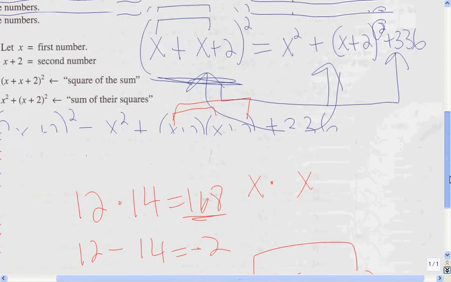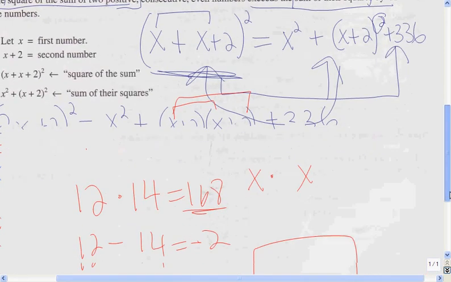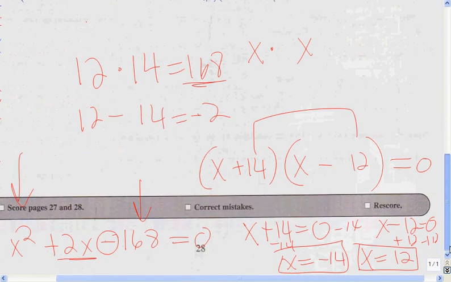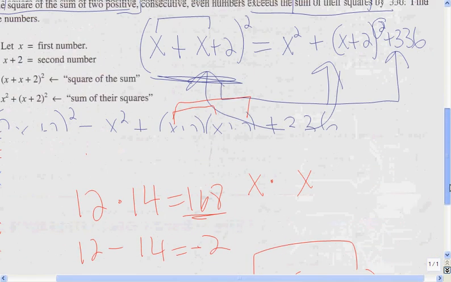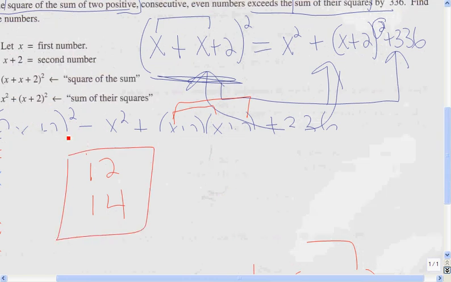Now, since in the word problem they tell me positive, I know that my negative answer is not going to be my answer. It's not going to be negative 14. So my first number is going to be 12, and the next number is going to be 14. Those are my two numbers. Those are my two answers, and I'm done with my word problem here.